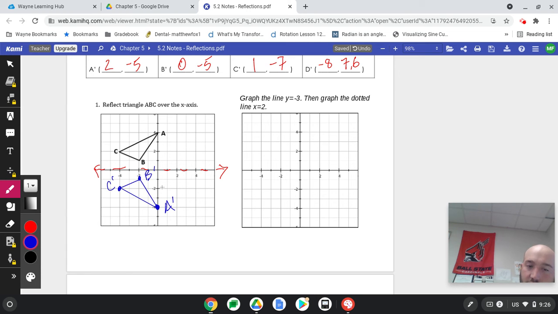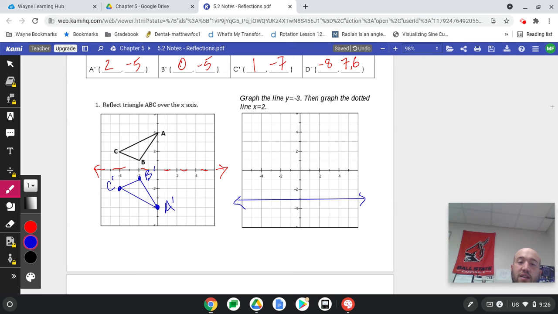Okay. Now, that's pretty easy when we are given the x or the y-axis to flip it over. Sometimes we'll ask to graph the line y equals -3 and reflect over that, or x equals 2. Now, these are hard. You're going to think y equals goes up and down like the y-axis. Y equals -3 actually means it cuts through the y-axis at -3. So right here, it will cut through. So that is our line for y equals -3.